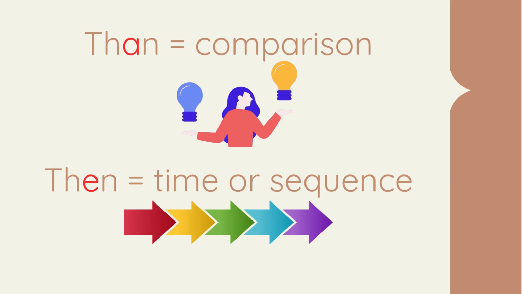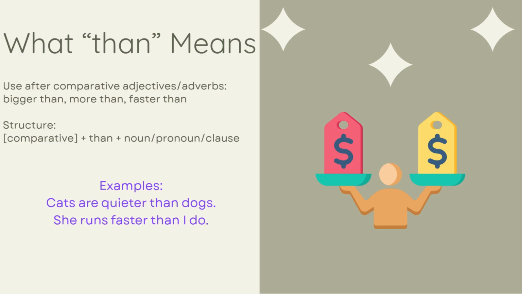The rule is very simple. Than shows comparison. Then shows time or sequence. What does than mean?